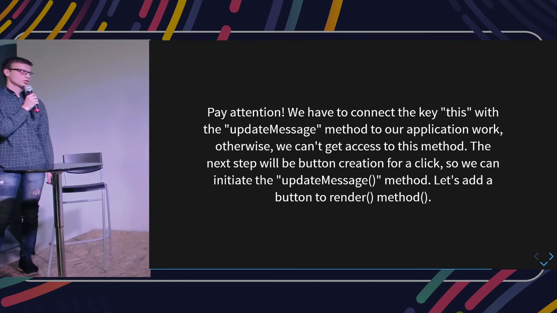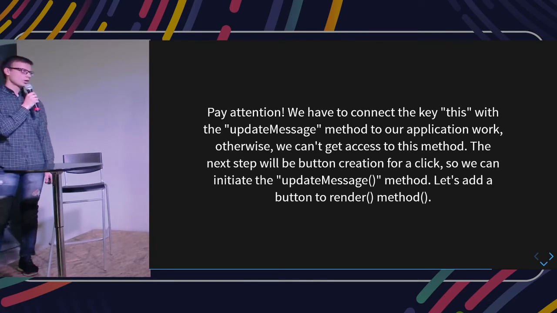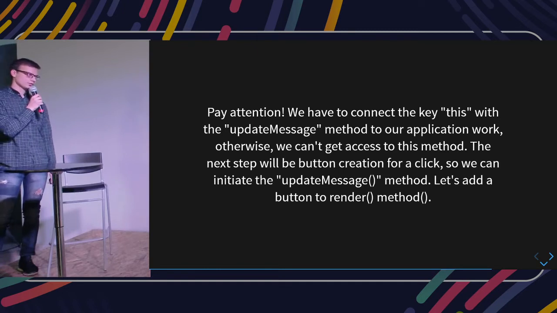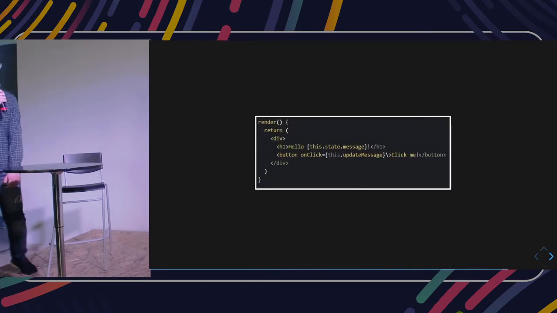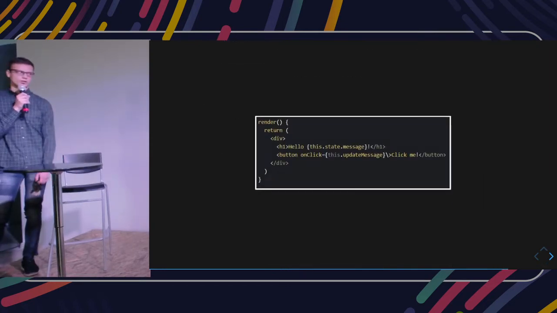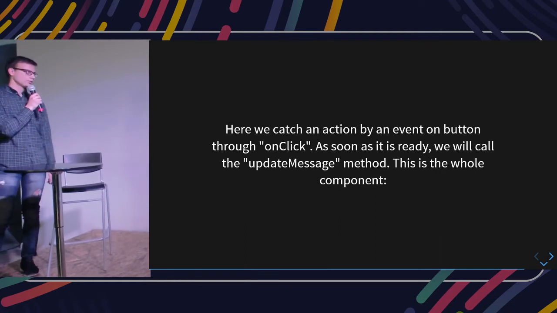So here in this example we added this method in our application. Also we have to pay attention because we have to bind this to the updateMessage method for our application to work. Otherwise we can't get access to this method. The next step will be button creation for a click, so we can initiate the updateMessage method. So let's add a button to our application. Here we catch an action by an event on the button through onClick. As soon as it's clicked, we will call the updateMessage method.